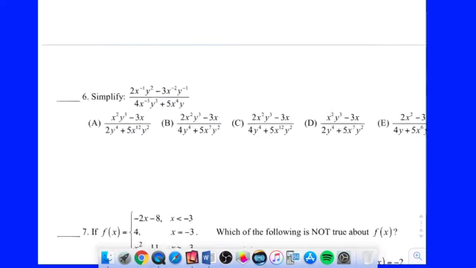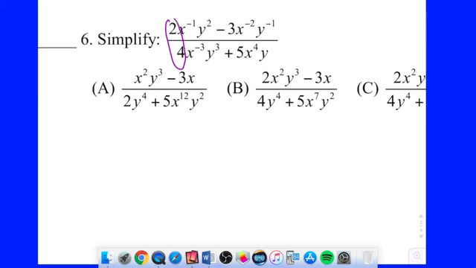All right, number 6, simplify. So this was a good one. First of all, looking at this, does that 2/4 divide out to give you a half?